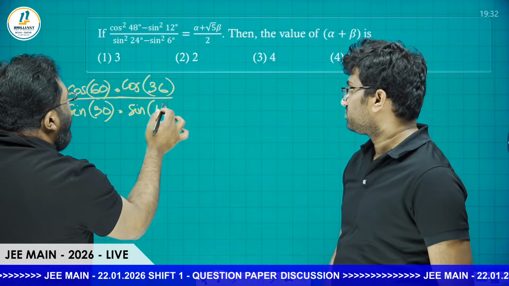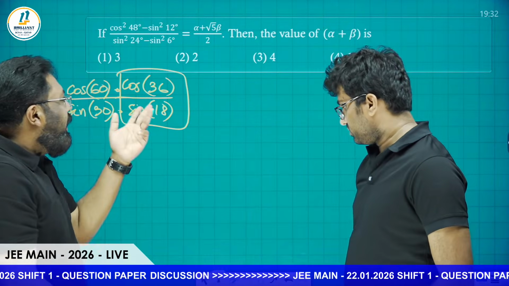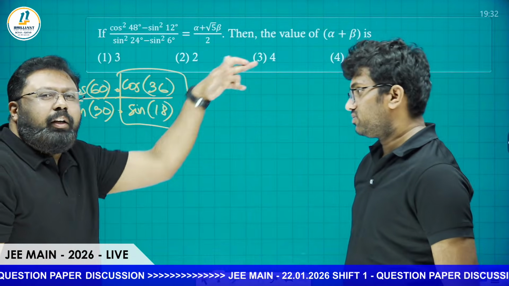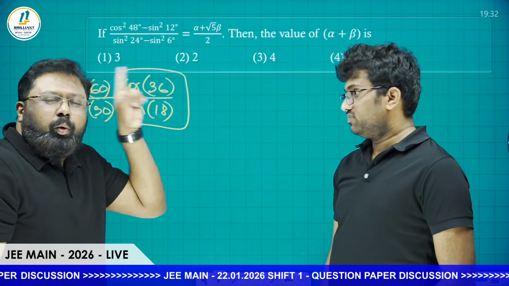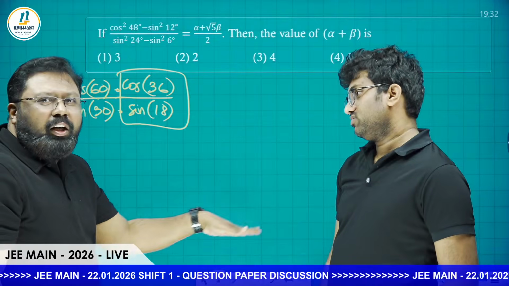My dears, these are very, very important results you have to learn in trigonometry: 18, 36, 54 and 72. Sin, cos and tan, you have to know these values very well. Sin and cos is enough, but tan you can automatically remember.